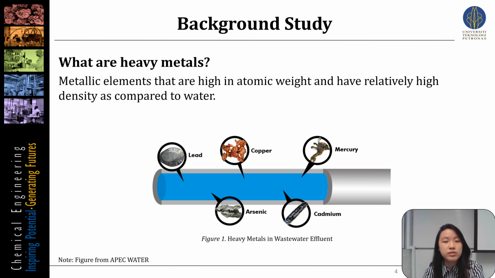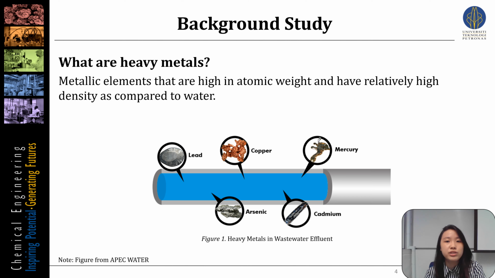So what are heavy metals? Heavy metals are metallic elements that are high in atomic weight, and they also have relatively high density as compared to water. Some examples of heavy metals include copper, lead, and zinc. Heavy metals in general are relatively harmless, and in fact, iron and copper serve as essential nutrients to humans for biochemical and physiological functions in a low concentration. However, in high concentrations, they are potentially hazardous to humans and environment.